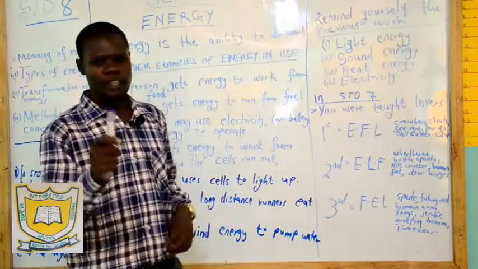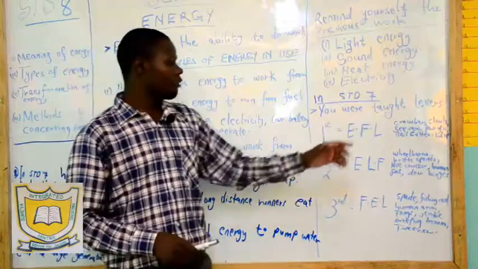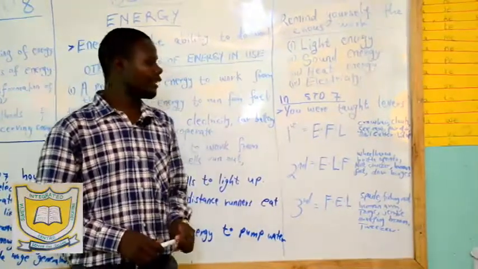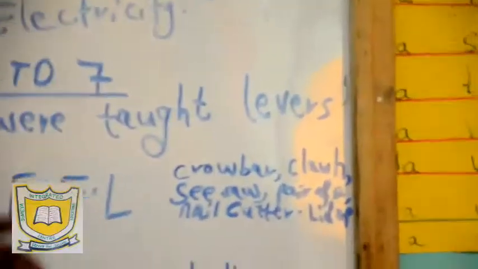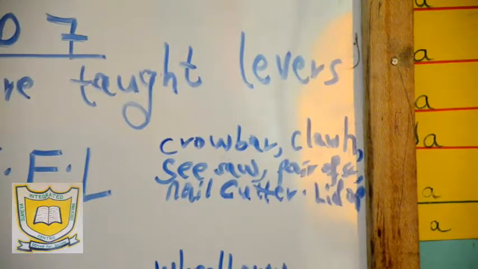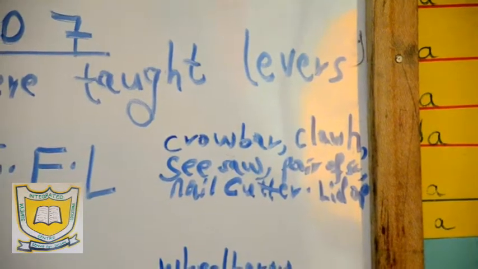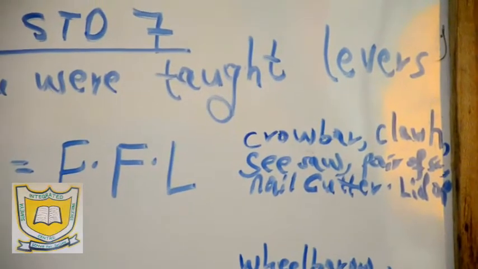Now, what are some of the examples of machines in the first class levers? We have the crowbar, which is a machine in the first class lever. We have the claw hammer, we have the seesaw, we have the pair of scissors, we have the nail cutter, and we have the lid opener. Those are some of the machines that are having their fulcrum in between the effort and the load.